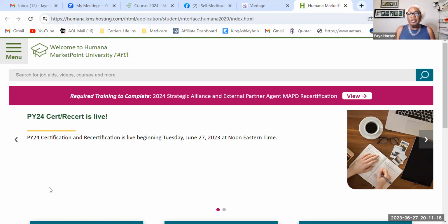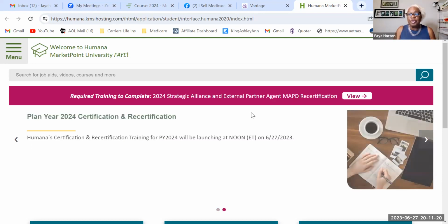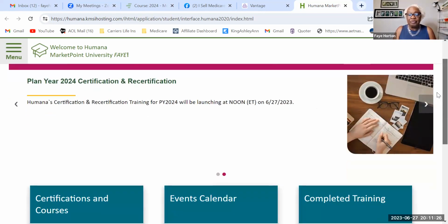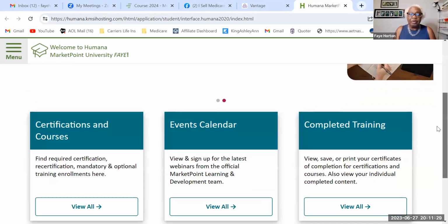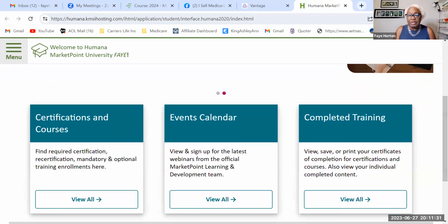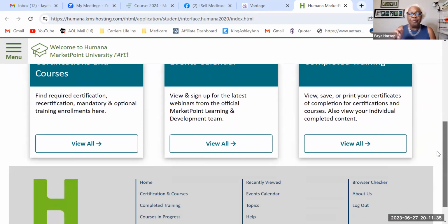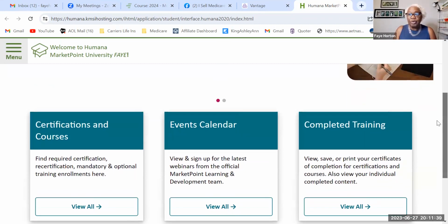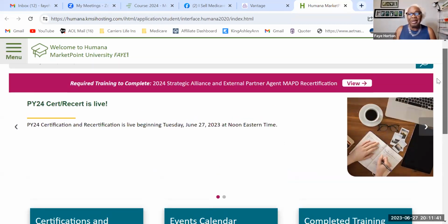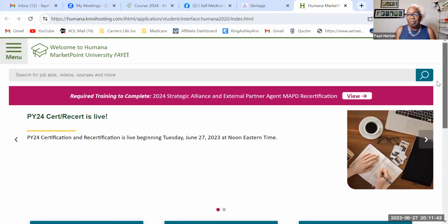Required training to complete 2024 Strategic Alliance and External Partner Agent MAPD recertification. That's me because I'm recertifying. You'll go down here to certifications and courses, view all. If it's your first time, you're not recertifying, you're certifying. But when you go through this, and I don't want to click it because I'm already in AHIP, but let's see what happened.